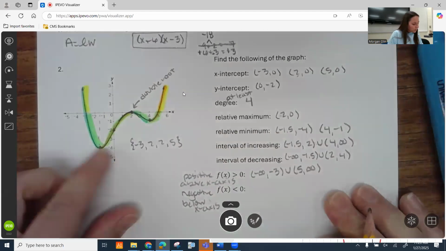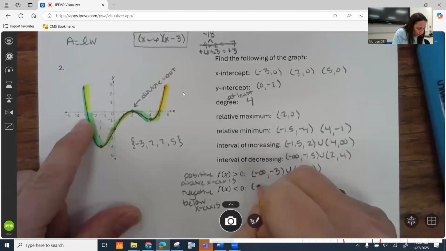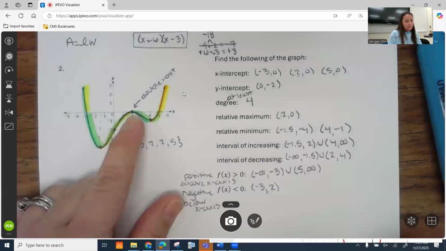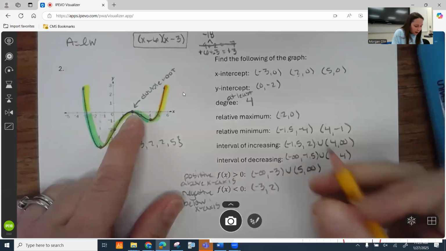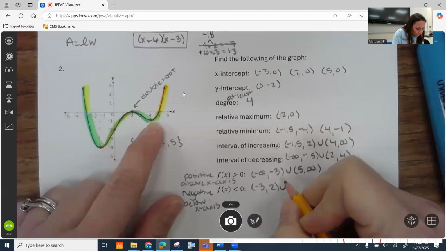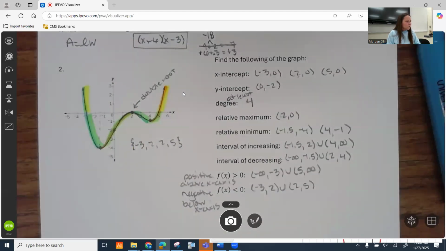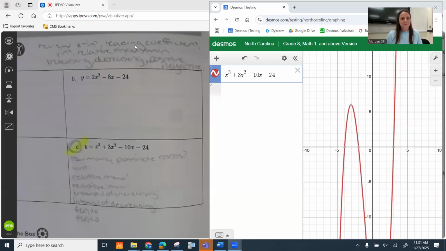When it's below the x-axis, I pick up here at -3. Now I'm going to go to 2, because remember, when it hits the x-axis, it equals 0. So therefore, 0 is not positive or negative, so we leave it like that. And then my second part of that interval is going to go from 2 to 5. So there's our warm-up, and then we're going to continue with our lesson on polynomials.